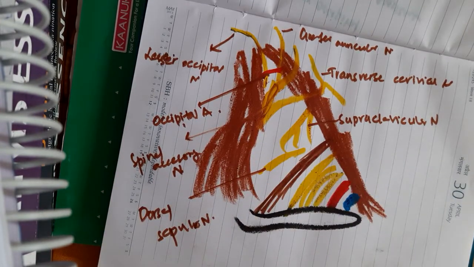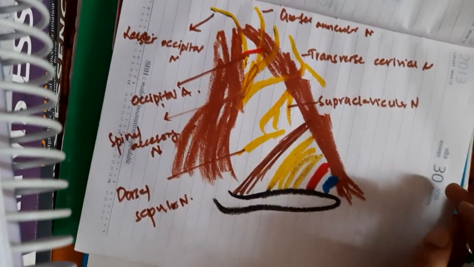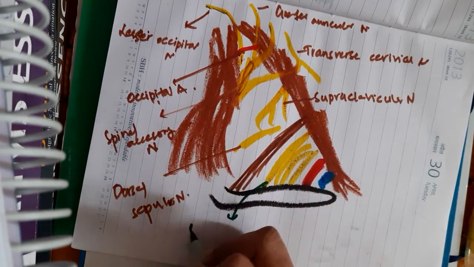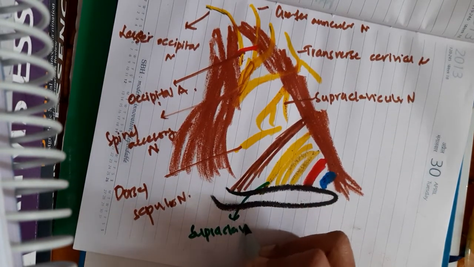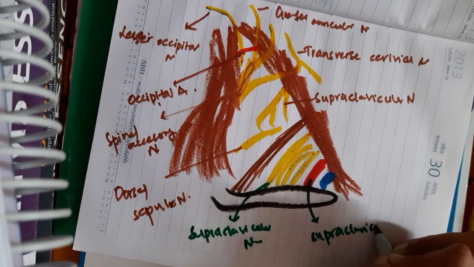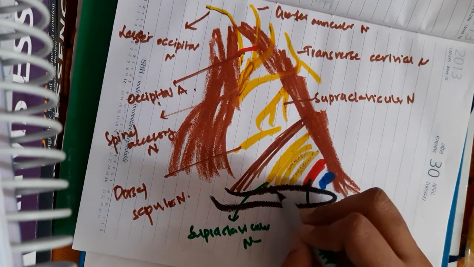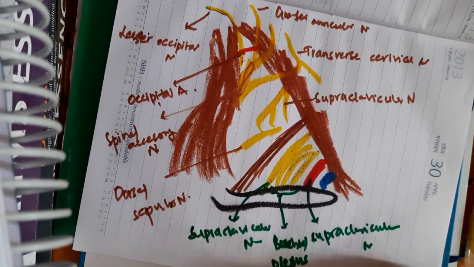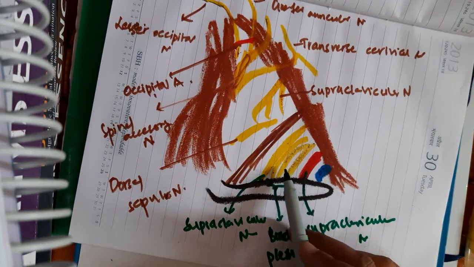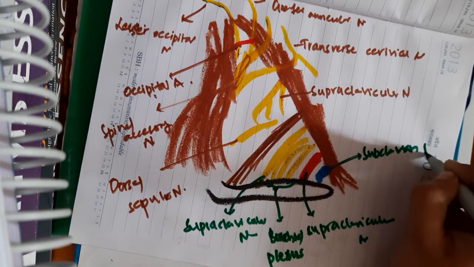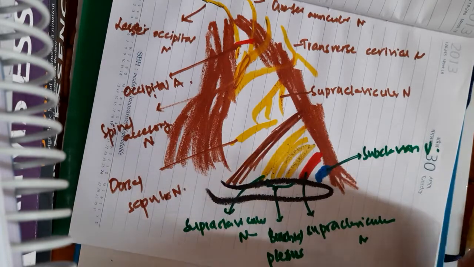Below the occipital triangle, we have the subclavian triangle, which is also called the supraclavicular triangle. Because it is called the supraclavicular triangle, it has the supraclavicular nerve and also the supraclavicular artery. These three are the branches of the brachial plexus, that is the upper, middle and lower trunks of the brachial plexus. And what is this? This is the subclavian vein. So these are the contents of the posterior triangle.